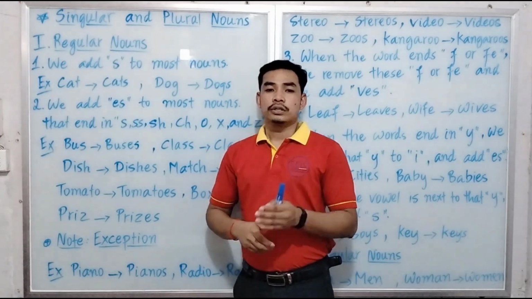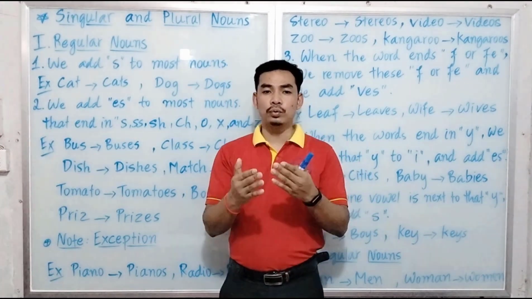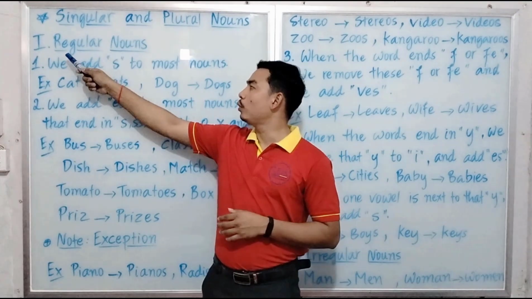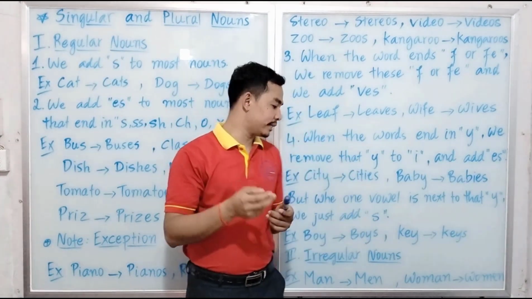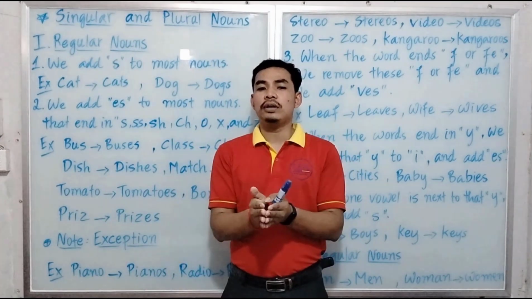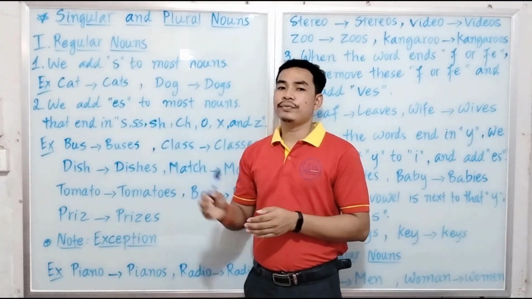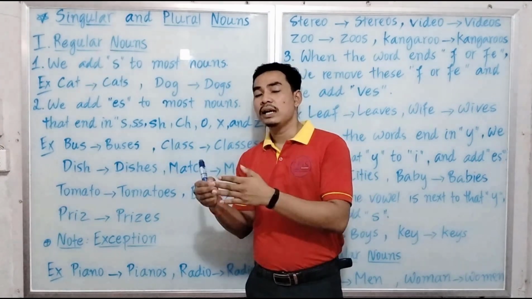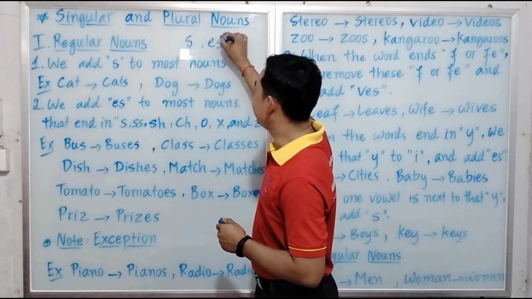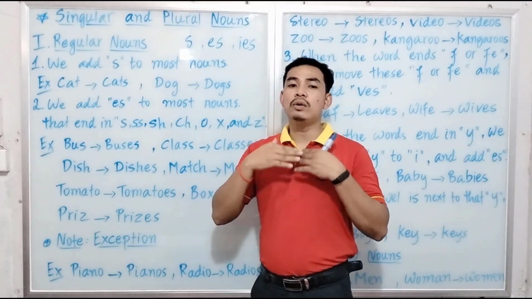Regular nouns. So if we talk about singular to plural, we need to know about the rules. The rule here we need to know about two ways. So the first one is regular nouns, and second one is irregular nouns. So what is regular noun and what is irregular noun? Alright. Regular nouns here refer to a noun that we can count, and we need to add S, ES, and IES. Alright, so now look at the rule.